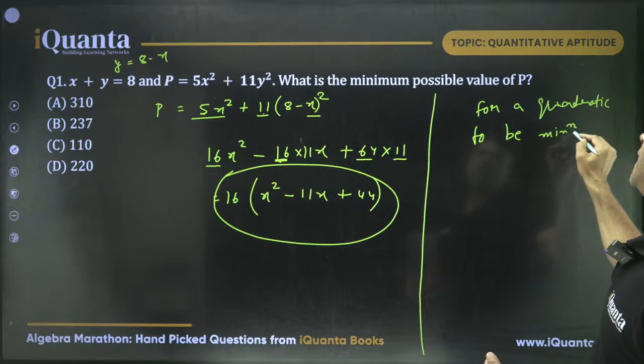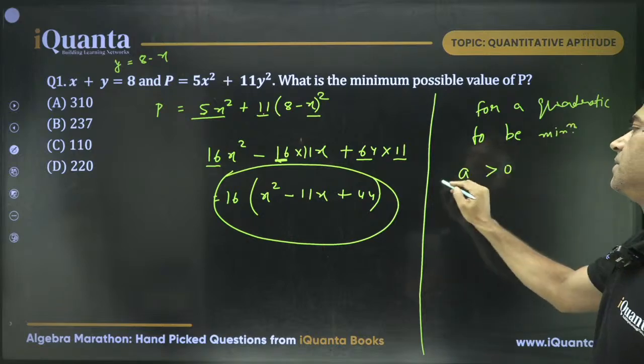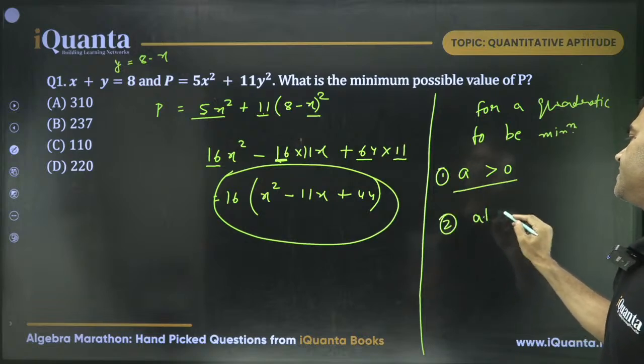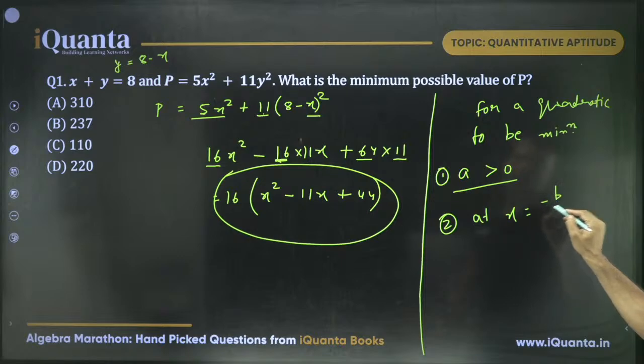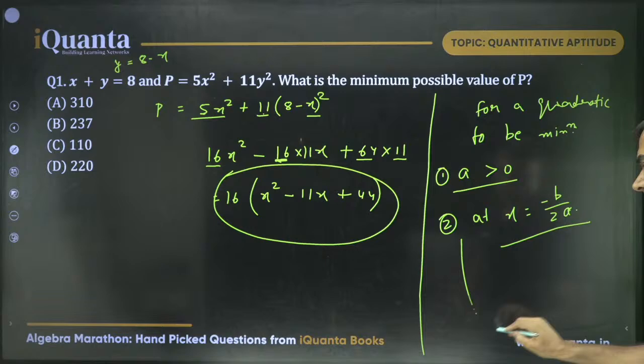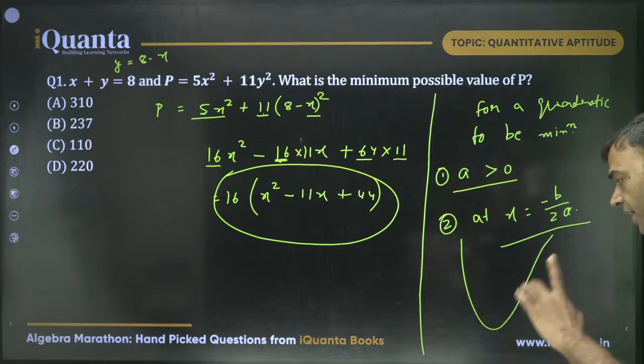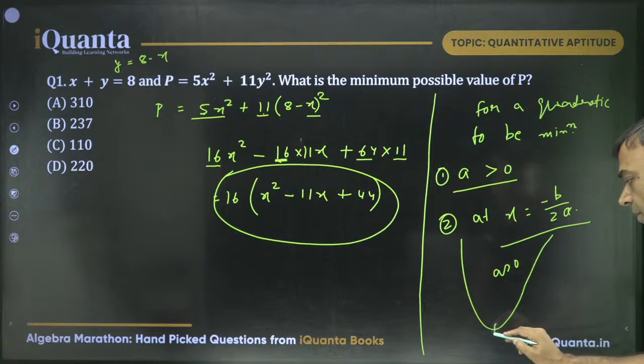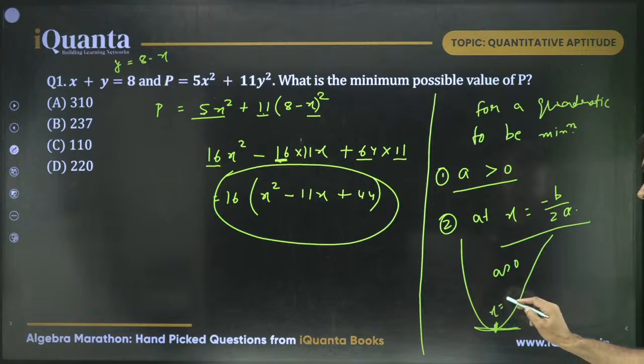पहला कंडीशन क्या है? A should be greater than 0. ये कंडीशन है. और दूसरा क्या है? At x equal to minus b by 2a. माइनस बी बाई 2a पे ये वाला जो अगर ग्राफ पढ़ा है, if you have studied graph, तो मैं इसलिए बता रहा हूँ कि a greater than 0 will be this situation and this will be the minimum point, and for this point the coordinate of x is minus b by 2a.